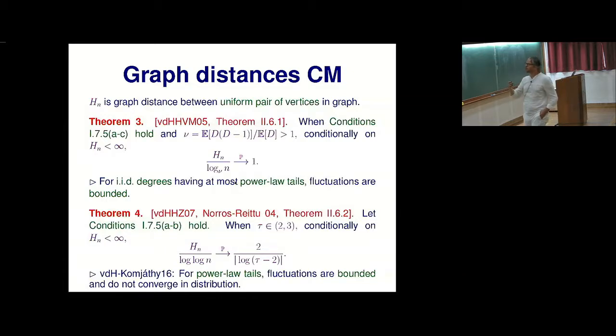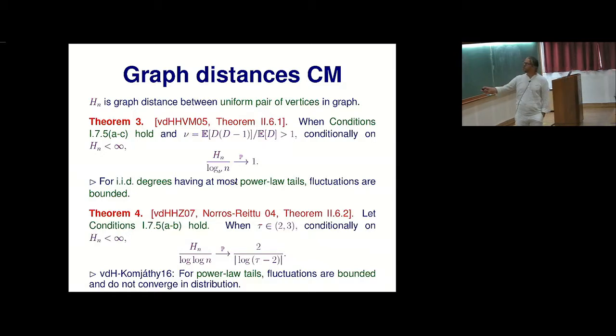So there are two settings. In the setting where the second moment is finite, the graph distances grow logarithmically with a certain base that is exactly this number. This says that the graph distance is roughly log n divided by log nu, and log nu, when nu is larger than 1, is strictly positive. So graph distances there grow logarithmically.